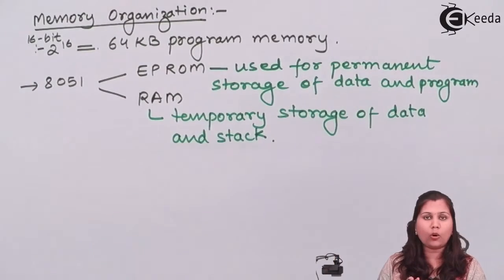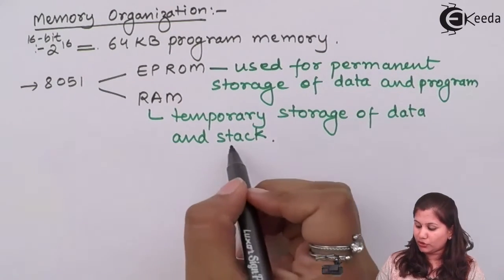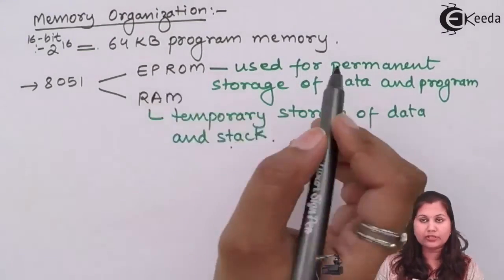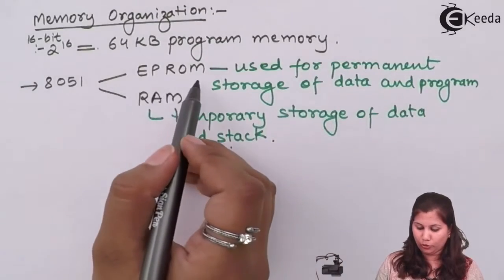Now if we want to store the temporary or the short programs like the subroutines, we will store them in the stack. So stack is used for the temporary storage of the programs. So stack and data will be stored in the RAM, whereas the permanent storage of data and the program will be done in the EPROM.